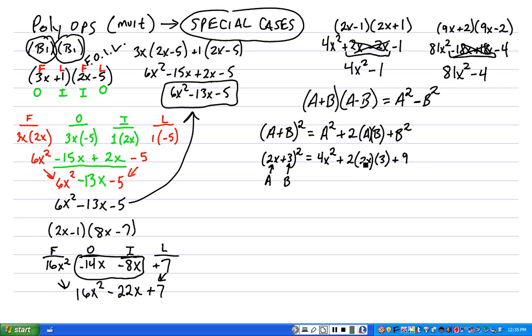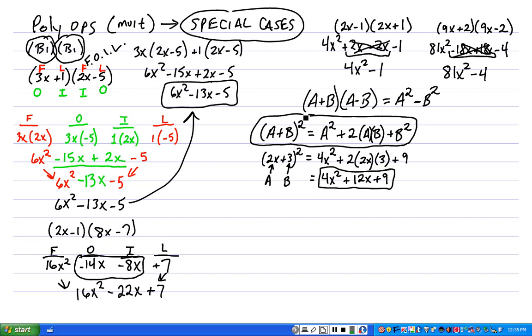Now, 2 times 2 is 4x. 4x times 3 is 12x. So the answer would be 4x squared plus 12x plus 9. Alright? Special case. Now, that's all fine and dandy for you to understand this. If you understand this, fine.